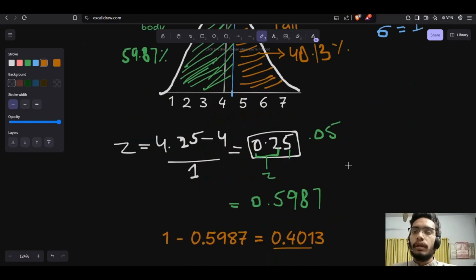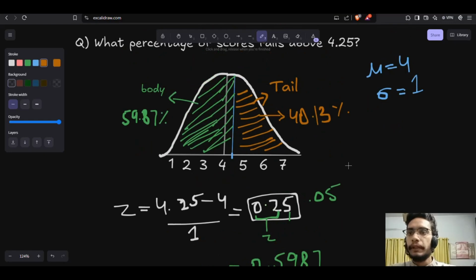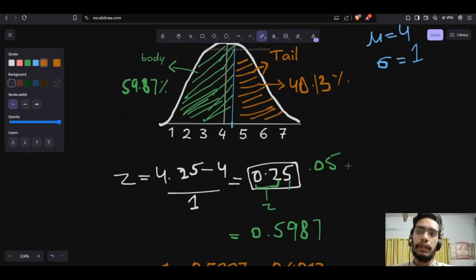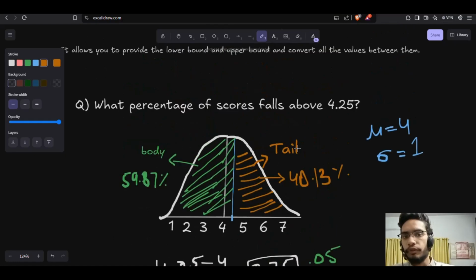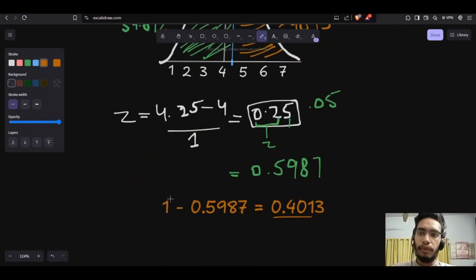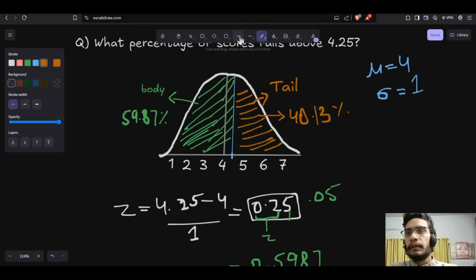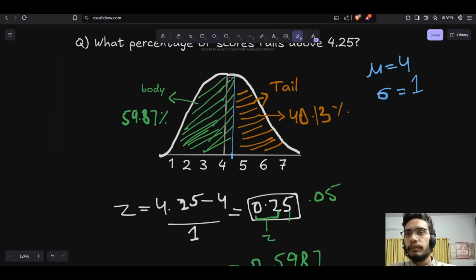Now, one more thing I wanted to discuss here is that we have just calculated this side of the data and this side of the data. This question is completed till here. I'm just modifying one more thing.